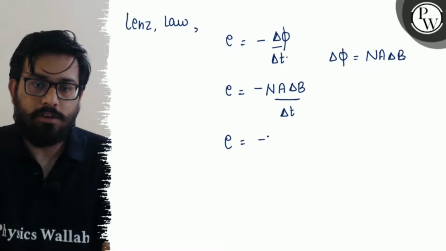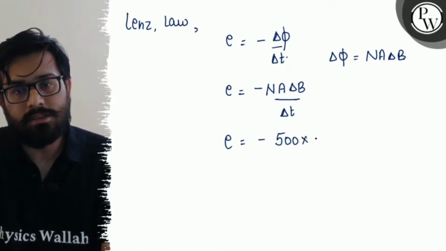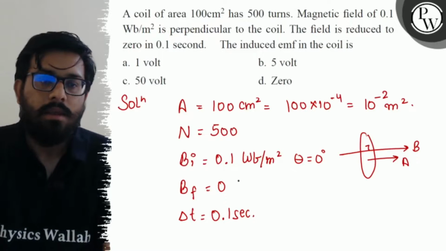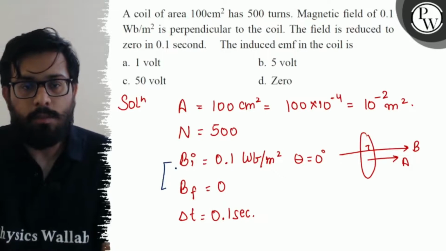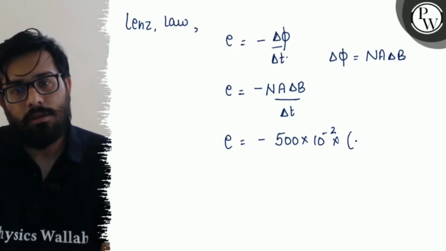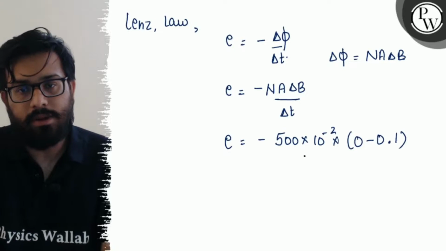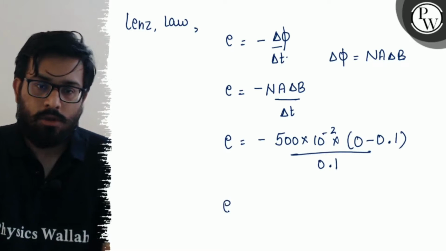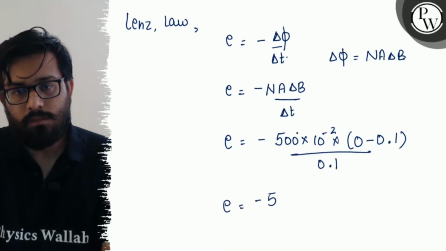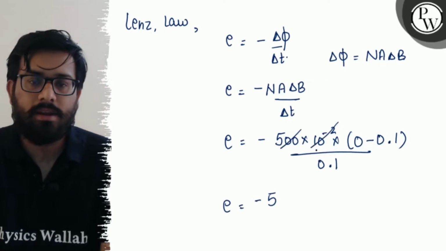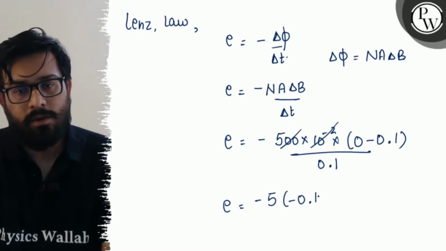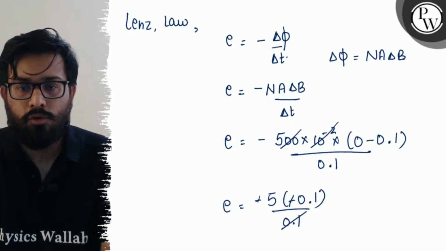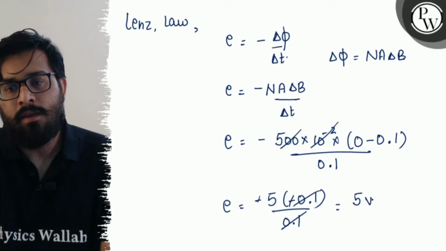So just put the values. Minus of 500, area is 10 to the power minus 2, and delta B is how much? Let's see the value of delta B. Delta B comes out to be 0 minus 0.1, upon the time interval of 0.1 seconds, right? Solving it further, minus of 5 into 10 to the power 2, so 10 to the power minus 2 gets cancelled out, into minus of 0.1 upon 0.1. Minus and minus get cancelled out, and 0.1 upon 0.1 is 1. So you will get the final answer as 5 volts.